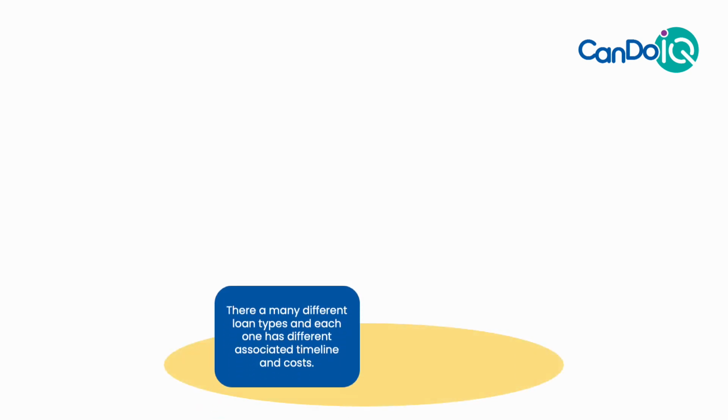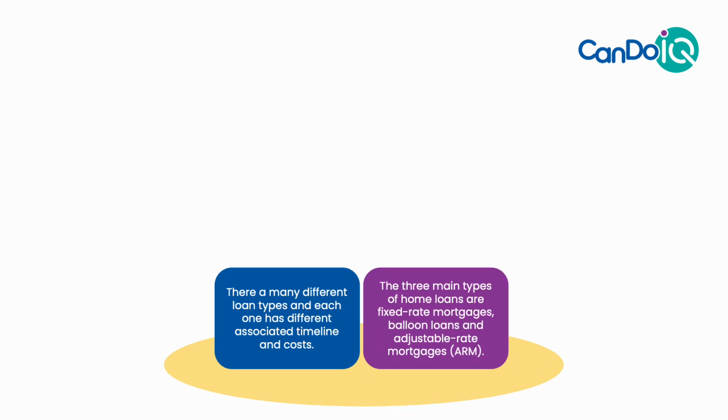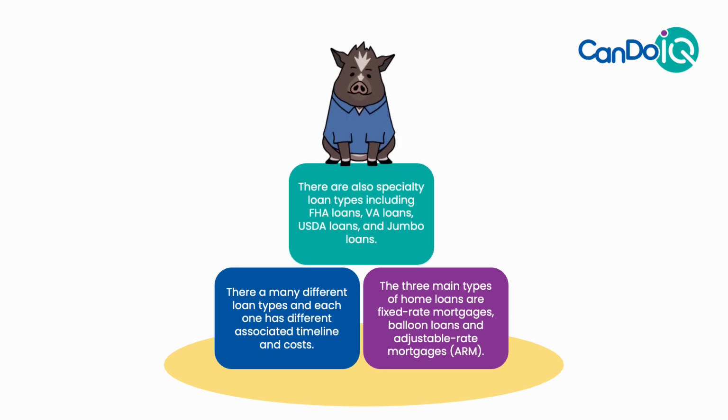There are many different loan types, and each one has different associated timelines and costs. The three main types of home loans are fixed-rate mortgages, balloon loans, and adjustable-rate mortgages. There are also specialty loan types including FHA loans, VA loans, USDA loans, and jumbo loans.